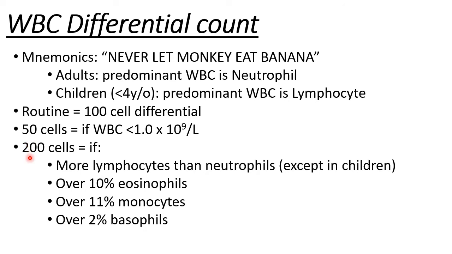Okay? 200 cells naman if merong mamimit na isa sa mga criteria nito, no? Number 1, more lymphocytes than neutrophils except in children. Kapag yung adult patient mo, no, mas maraming lymphocytes, magto 200 cells ka. Okay? Tandaan natin ha, children, normal ang lymphocyte predominance. So kapag adult lang ang patient, doon mo gagawin ito. Or, kapag i-memorize lang natin itong mga magic numbers, no? 10% eosinophil, 11% monocyte, and 2% basophil. Pwede ka nang mag 200 cell differential. Okay?